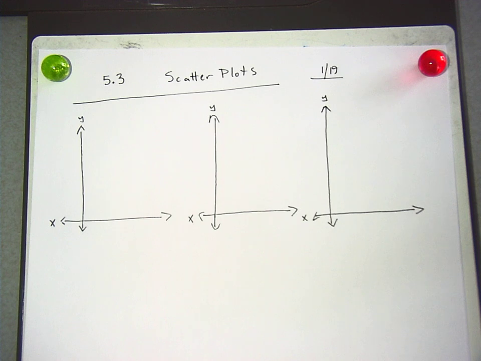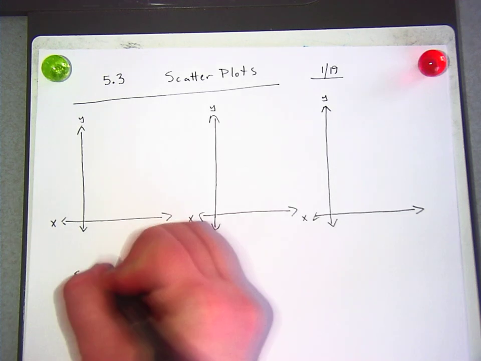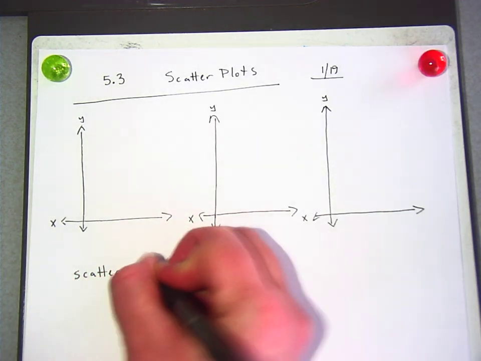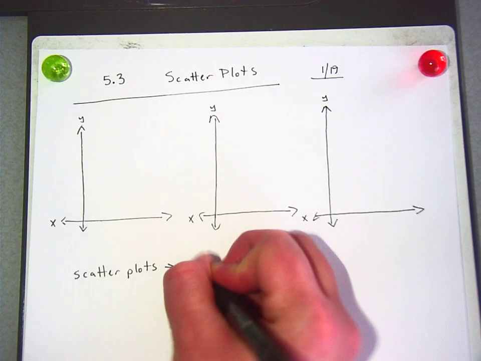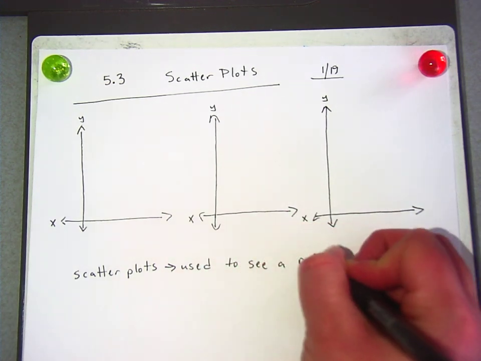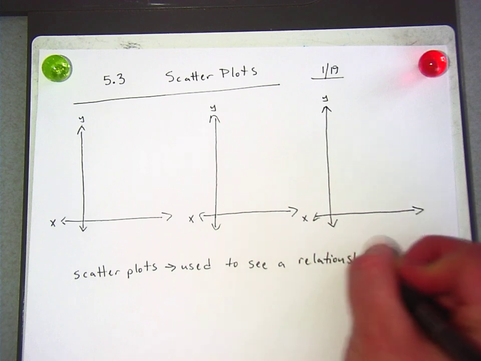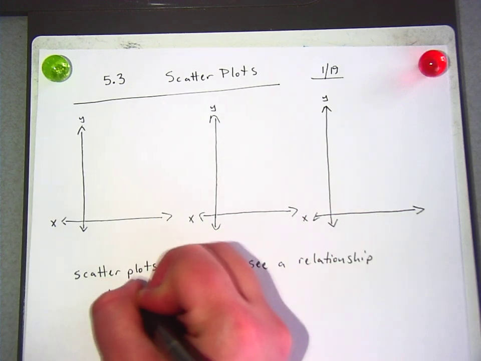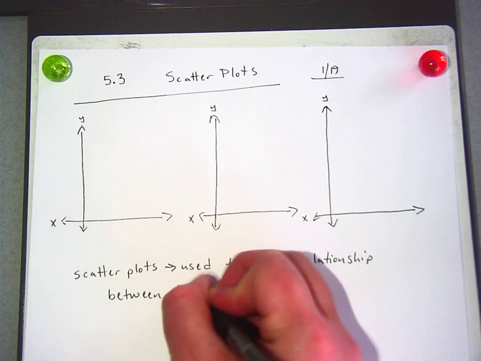In my old science class, one of our assignments was year by year. It wasn't over the months, it was just year by year. So you can kind of see trends. Yeah. So scatter plots are usually used, I'm going to write it down here, scatter plots are used to see a relationship between two variables.